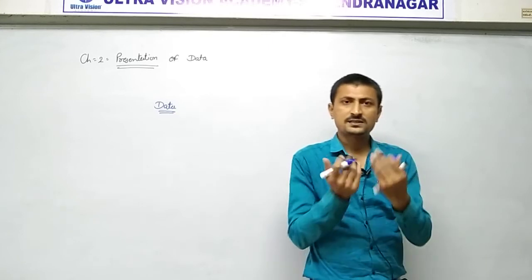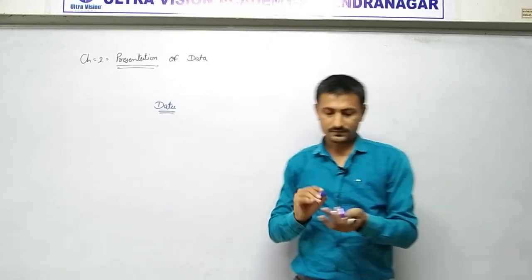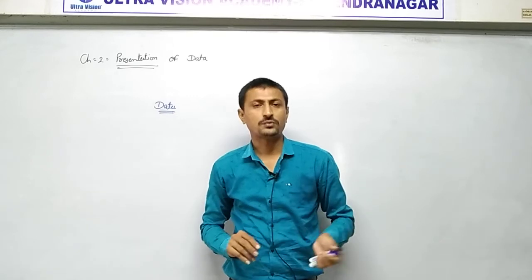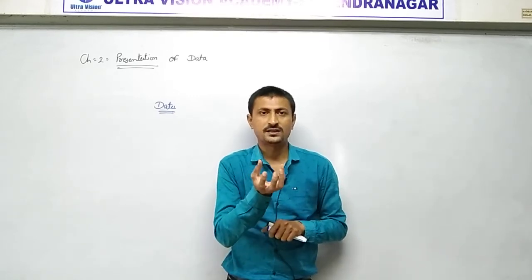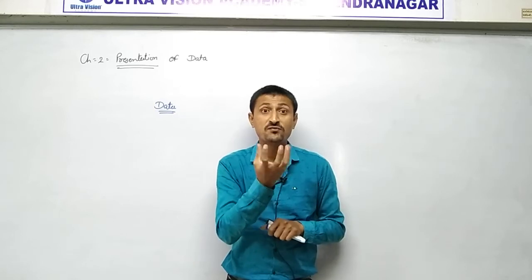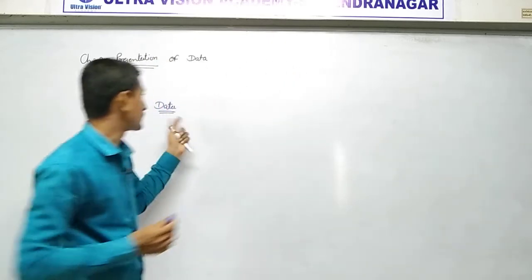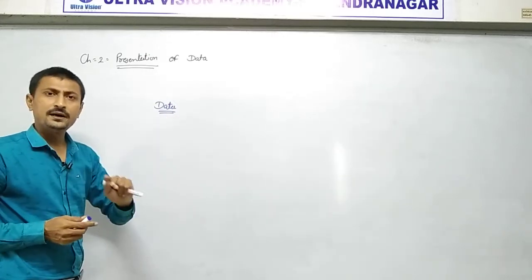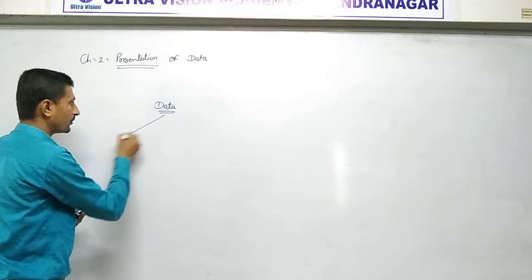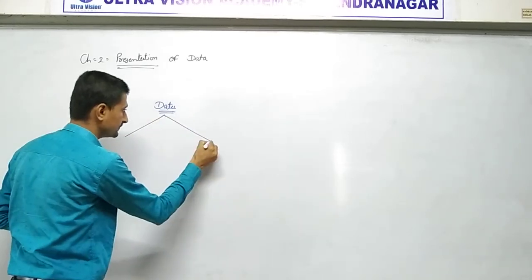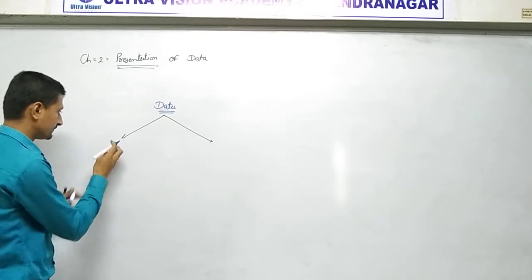Population information is collected. What types of data are there? Suppose the number of accidents and students in the city. The number of accidents and students in the city is called the data, the information collected. Data is mainly of two types: ungrouped data and grouped data.